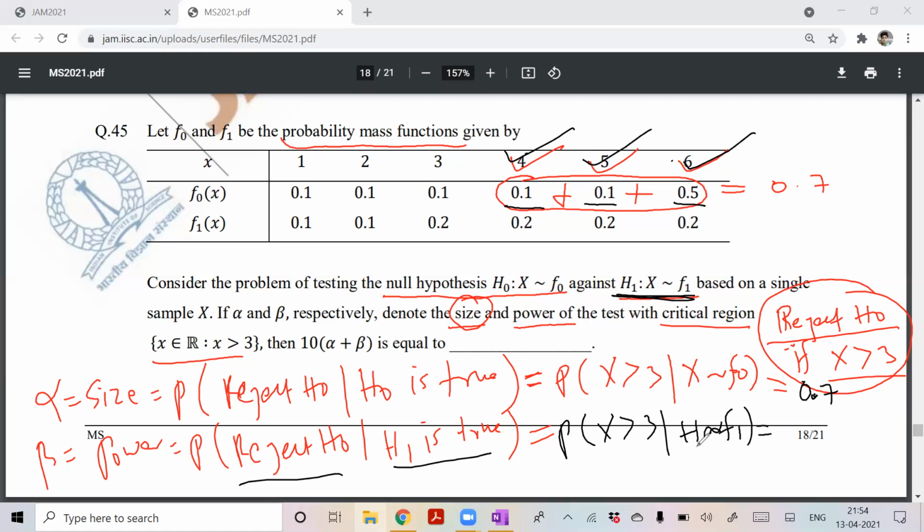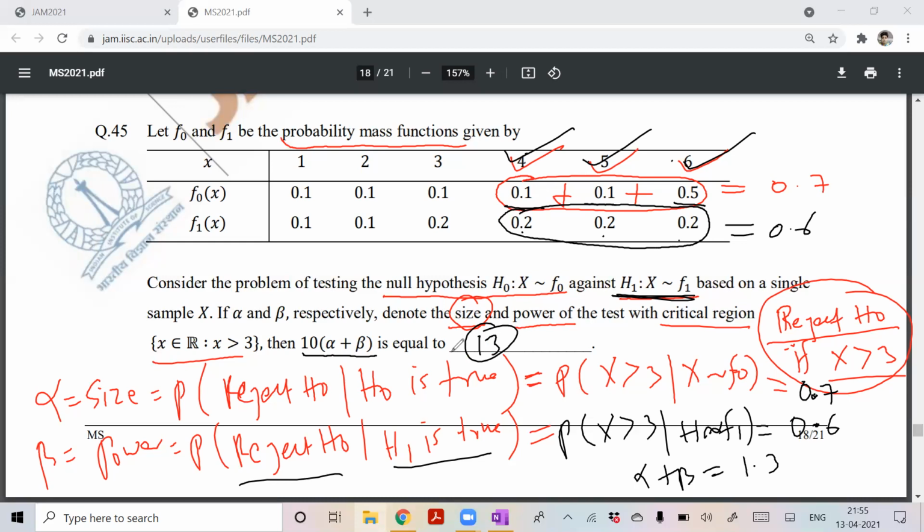But the PMF you have to see is F1. So in F1, what is the probability at 4, 5, 6? 0.2, 0.2, 0.2. If you add, you will get 0.6. So this answer is 0.6. So alpha is 0.3, beta is 0.6. What they asked: 10 times alpha plus beta. So first you add alpha plus beta. If you add 0.3 plus 0.6, it's 0.9. Then 10 times 0.9 is 9. So the answer for question 45 is 9.